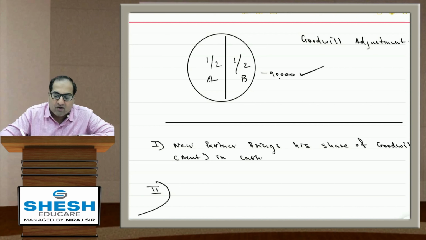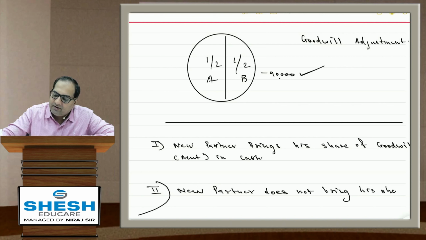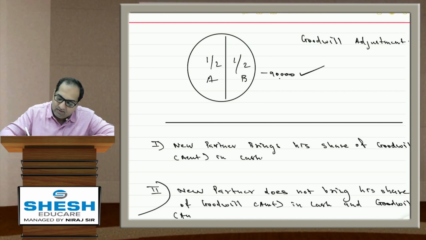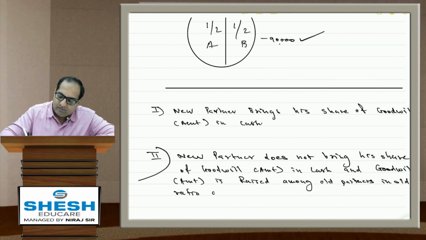समझाता हूं. पहले तो रोमन 2 जो है ना वो क्या है? न्यू पार्टनर does not bring his share of goodwill amount in cash, and goodwill amount is raised among old partners in old ratio and is written off among new partners in new ratio.